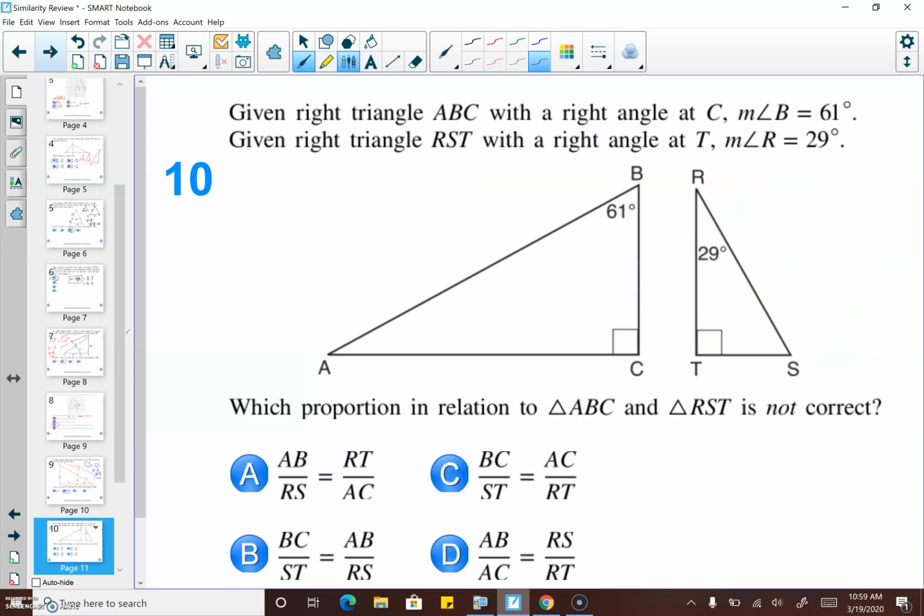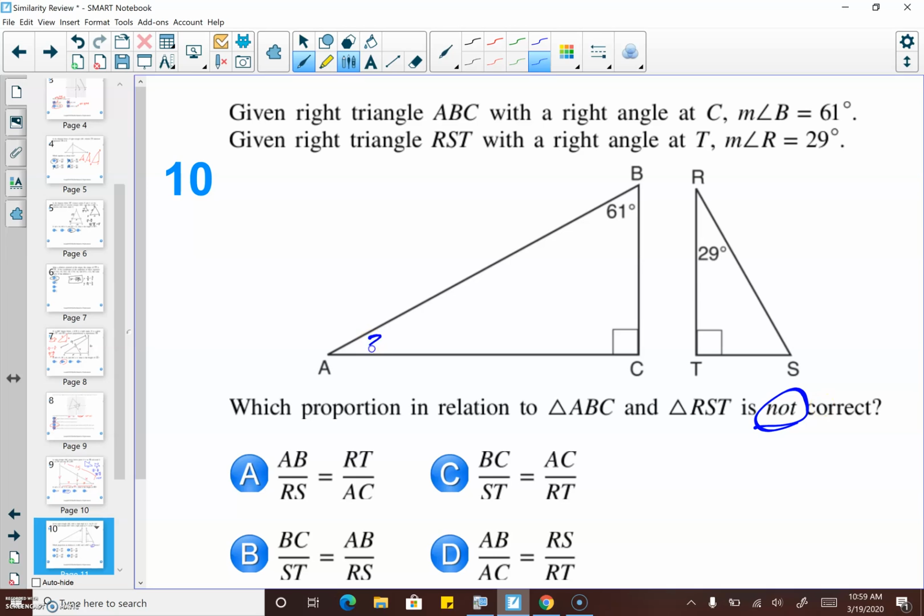Given the right triangle ABC with the right angle at C and B as 61 degrees, and then given right triangle RST with the right angle at T and measure of angle R at 29. So they're giving you what almost appears to be trig questions because you have a right triangle with one missing angle, but they want to know which proportion in relation to triangle ABC and RST is not correct.